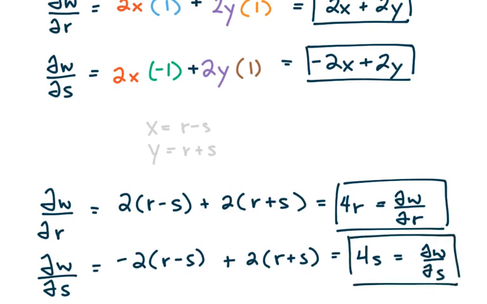And now we're done. All right, so that was just an extra example to show you guys how we use this rule. We can use it with fewer intermediate variables.